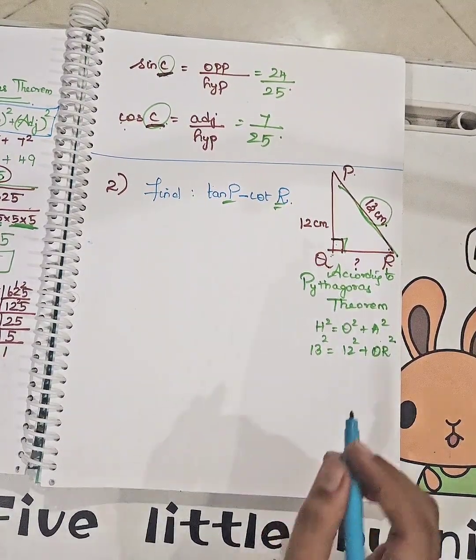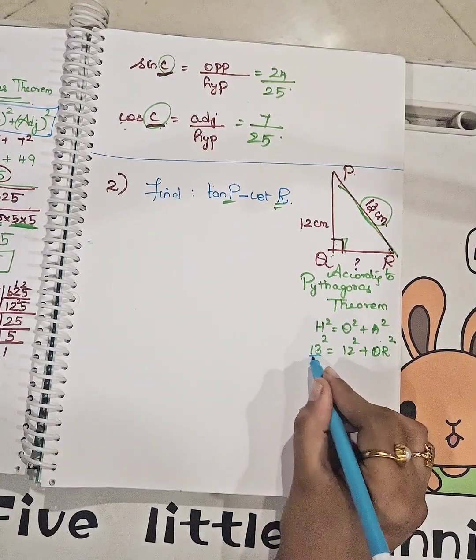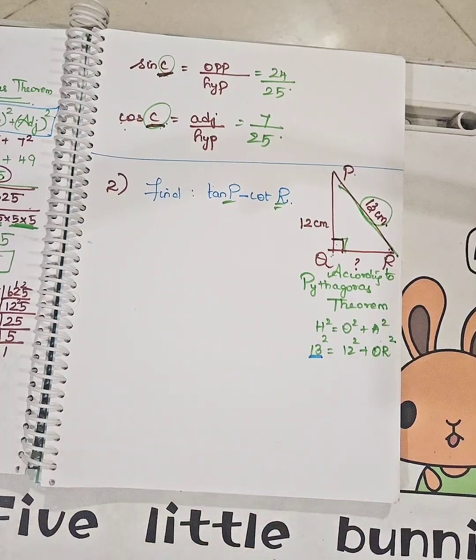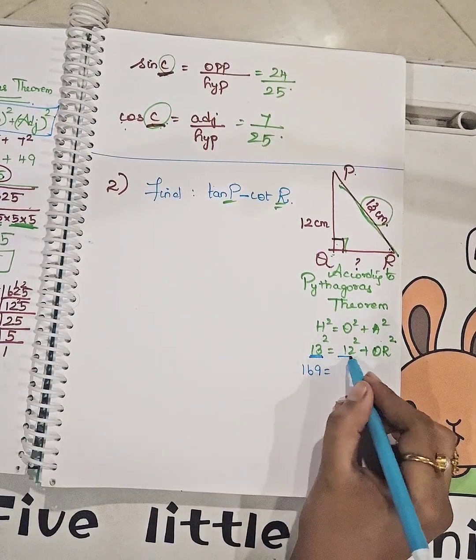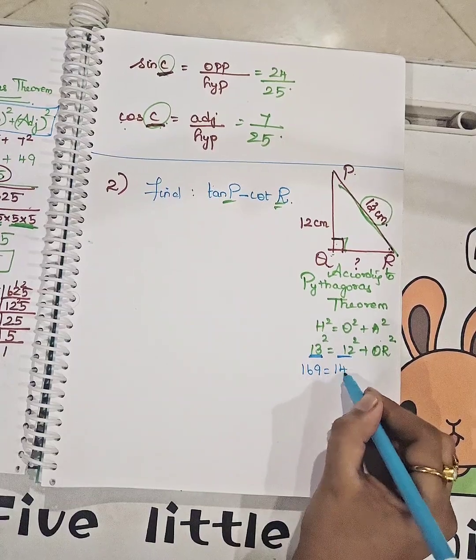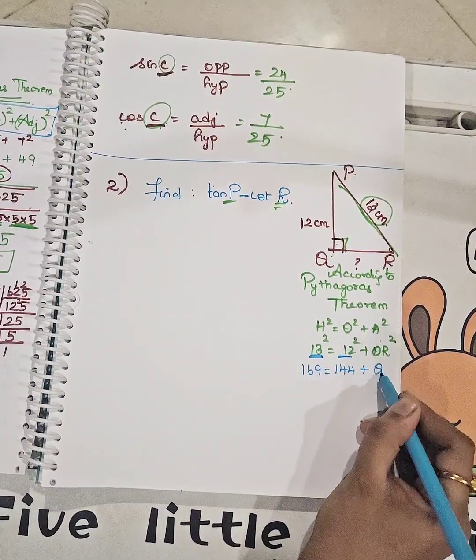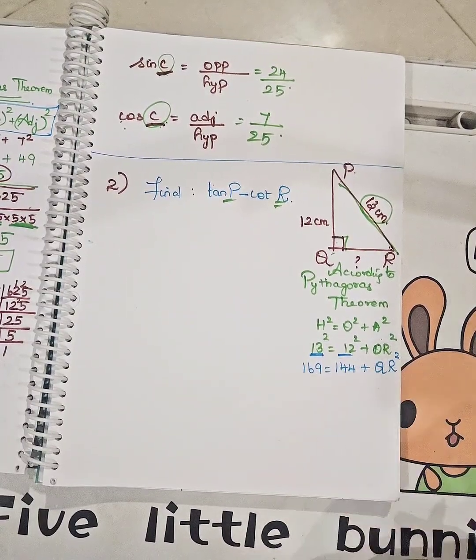Okay. So now what are the known values here? 13 square, which means 13 into 13. What is 13 into 13? 169. 12 square, what is 12 into 12? 144 plus QR square, which is the unknown value.